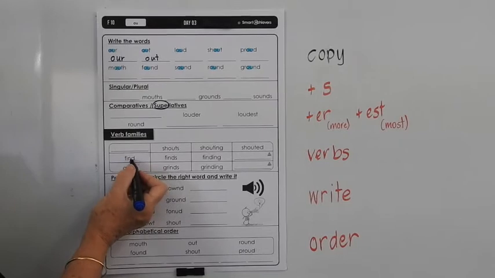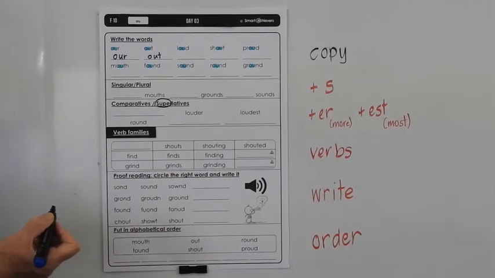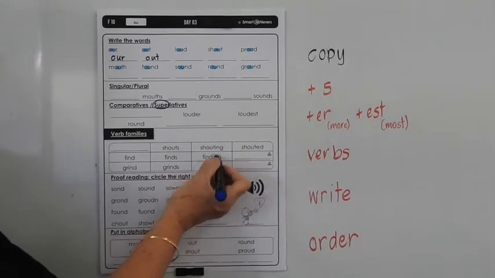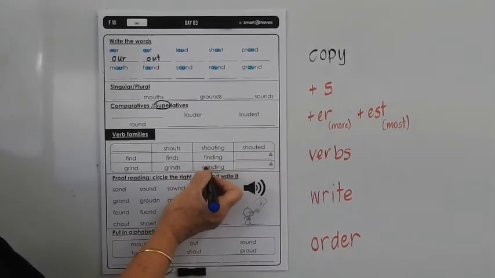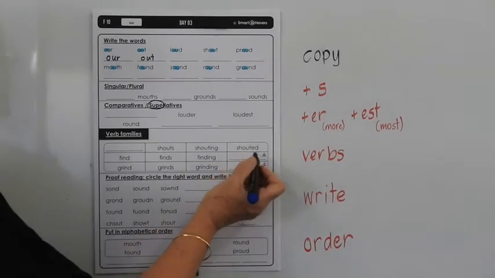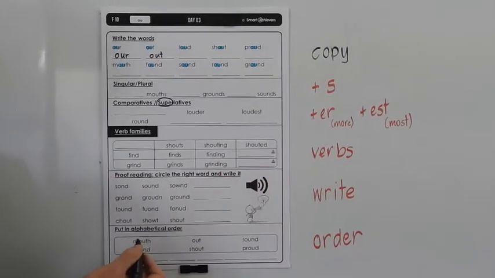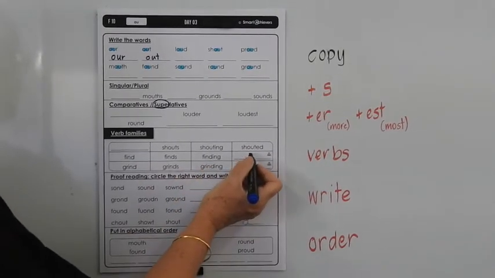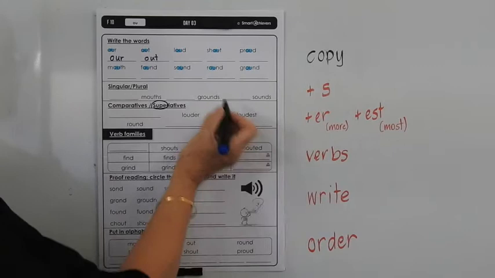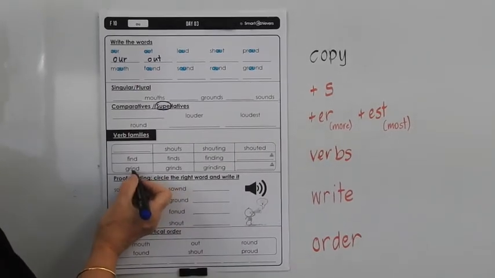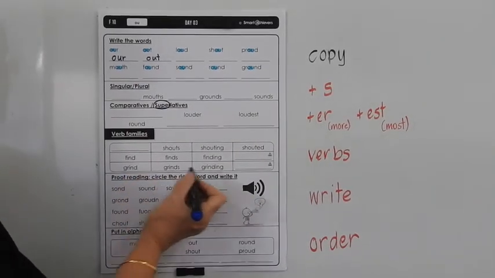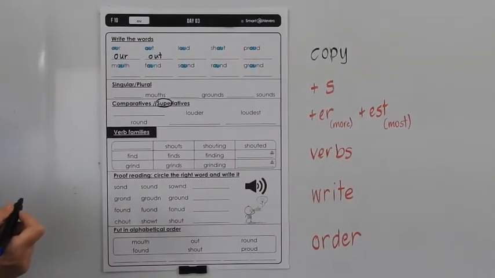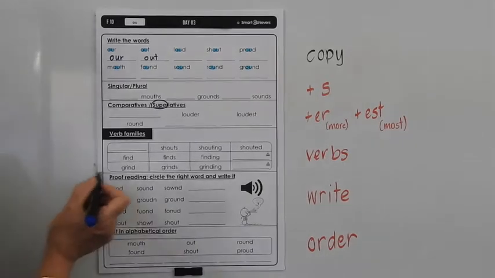Down here we've got some verbs. So we've got shout, find, grind are all verbs. Then we've got shouts, finds, grinds. Then here we're adding the ing. So we've got shouting, finding, grinding. Now here we've got two alert signals telling us that the past tense of find is not finded. It would have to be found. The past tense of grind would be ground. We ground up the coffee beans.